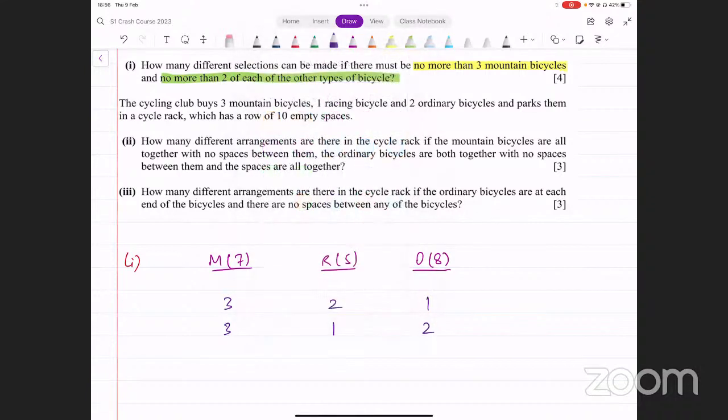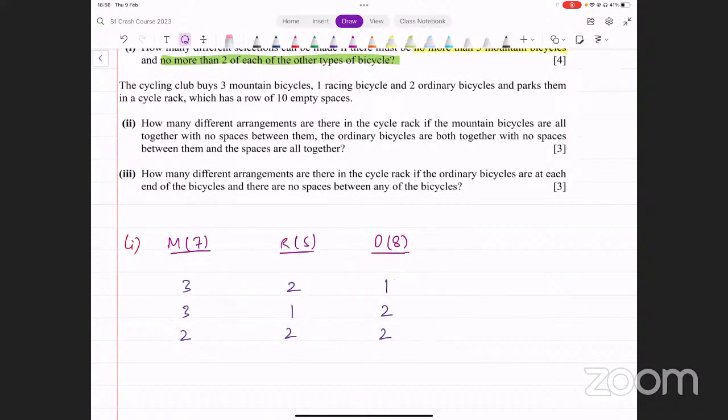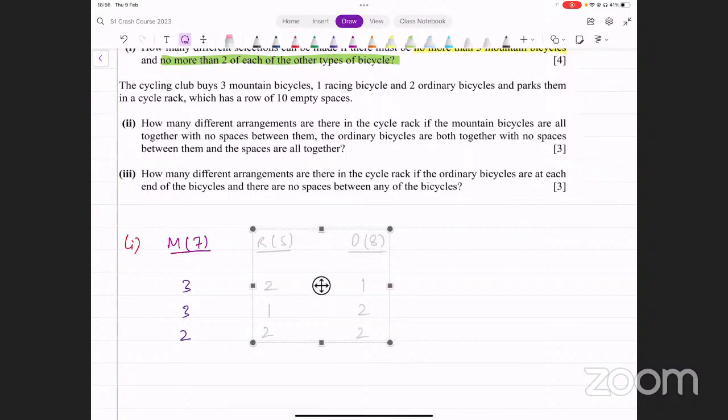Now, what if we had 2 mountain bicycles? With that, we could have 2 racing bicycles and 2 ordinary bicycles. These are the 3 cases that we have, and that's it. We don't have any other case apart from this. Now, let's figure out the total possible selections we could have from this.